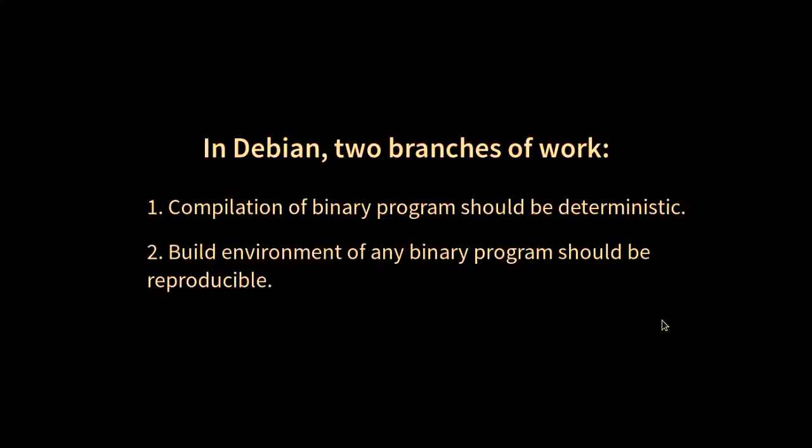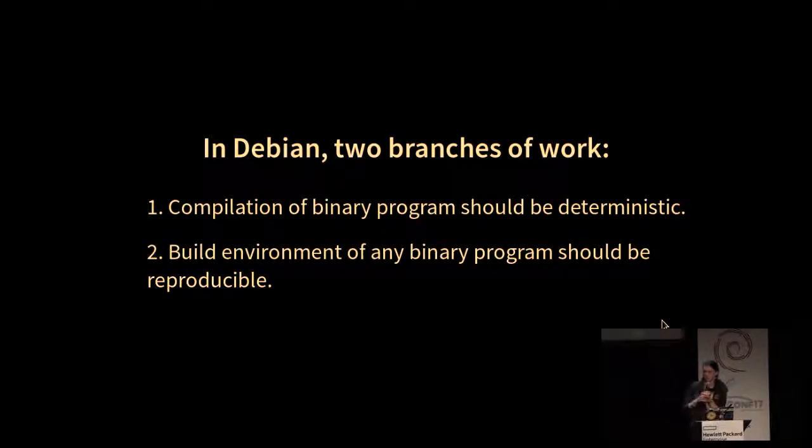So, in Debian, achieving reproducible builds is generally two branches of work, or I like to think of it as two branches of work. The first is that the compilation of the binary program should be deterministic. It shouldn't be random, there should be no randomness every time you compile. But it also shouldn't depend on things that change constantly, like the time of the build, or the host name of the machine that you're building on. So that's one area of work.